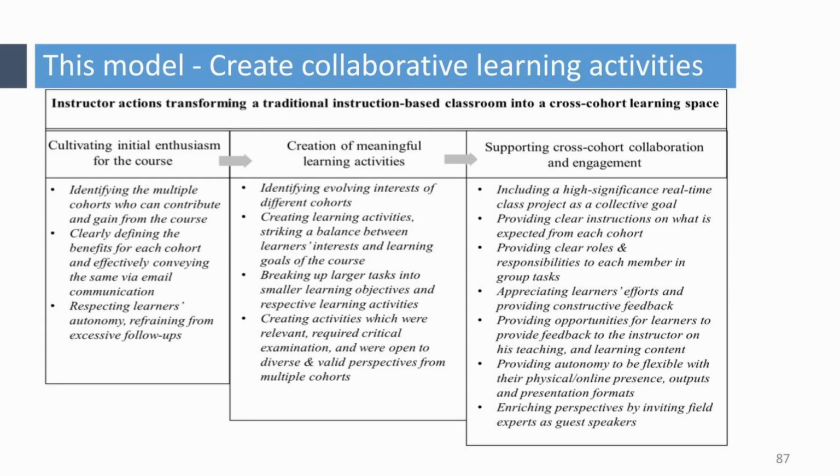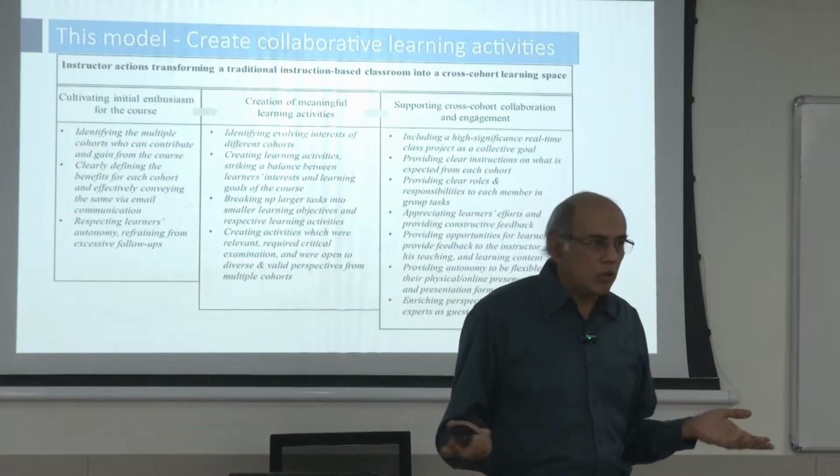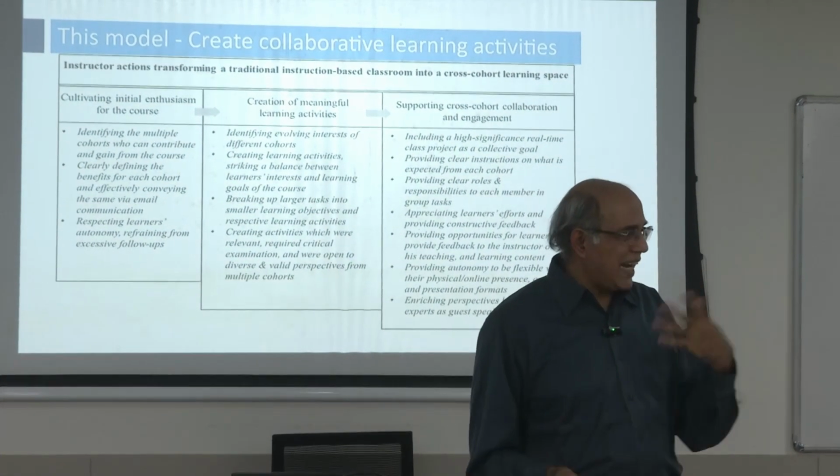Then the second thing to do is for the instructor to create collaborative learning activities. This is a long list of what could be done, but it basically goes back to what I said earlier, that we have to cultivate initial enthusiasm for the course, create some meaningful activities, and support cross-cohort collaboration. So that's the second step.